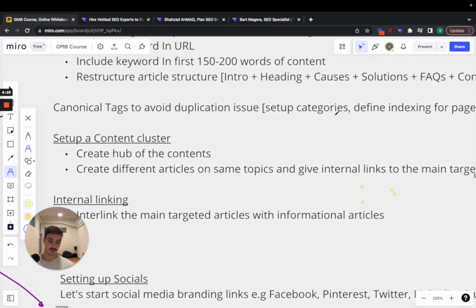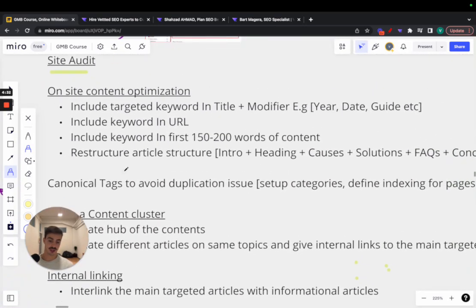First things first, on the blog post, they started to include their target keyword in the title, plus a modifier. A modifier can be a year, date, or guide. For example, let's say your keyword is gaming PC. You'd say in the title, best gaming PCs for 2023, and 2023 would be the modifier for the year, okay? You can even put in a holiday like Christmas, for men, for women, for whatever.